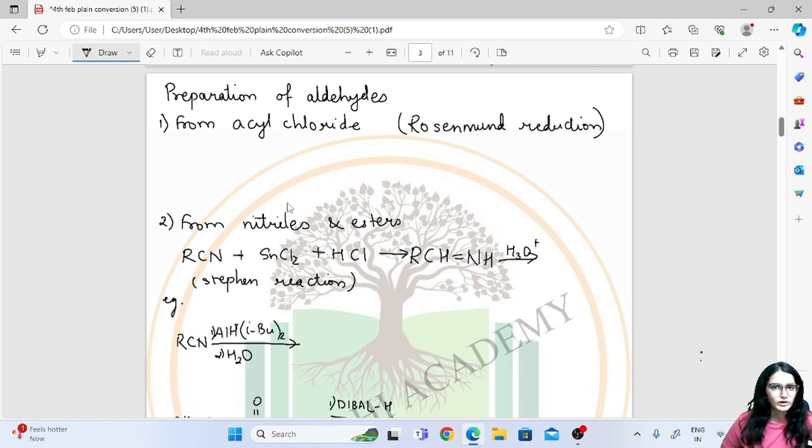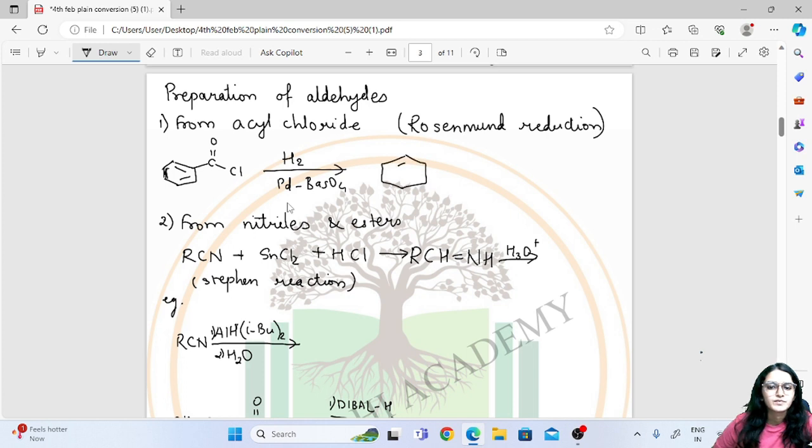Okay, now as we have seen what acyl chlorides are, we'll just see the structure. Acyl chloride is... okay, this is an acyl chloride. When we carry out the hydrogenation of acyl chloride in presence of the catalyst palladium and barium sulfate, then we will get the particular aldehyde.